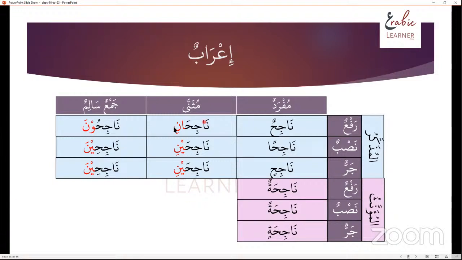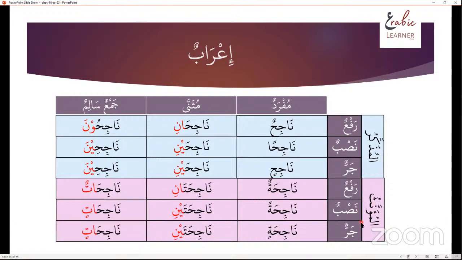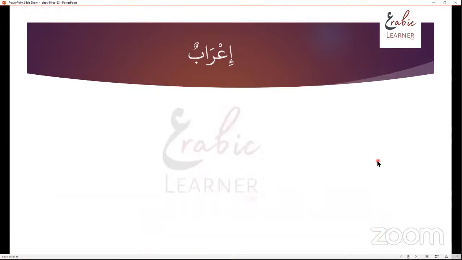And what will be the musanna, the dual for that? Najihatani, najihataini in the nasab form, najihataini in the halat of jar. And in the plural form, it will be najihatun, najihatin, najihatin. Okay. Couple of more examples before I go to the topic of dual.